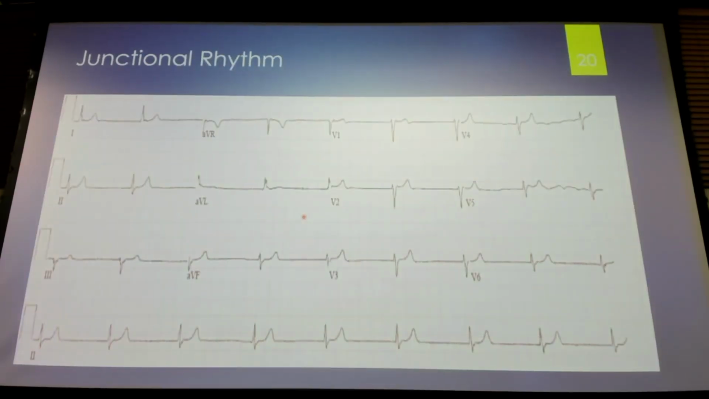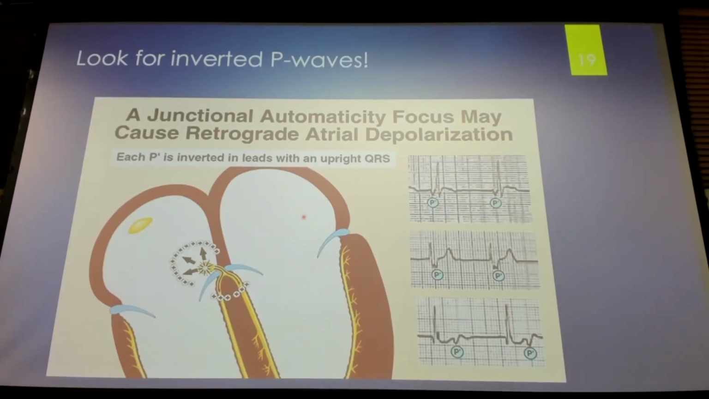Yes? Can you explain why you would see the P wave before the QRS if the junction's firing and you're getting ventricular depolarization? Or is it that it fires and then it's closer to the atria, so the atria is... So can I explain why you see the P wave before the QRS?